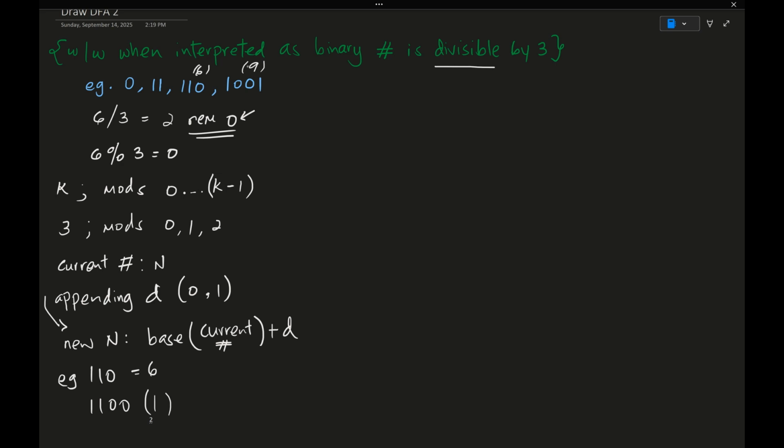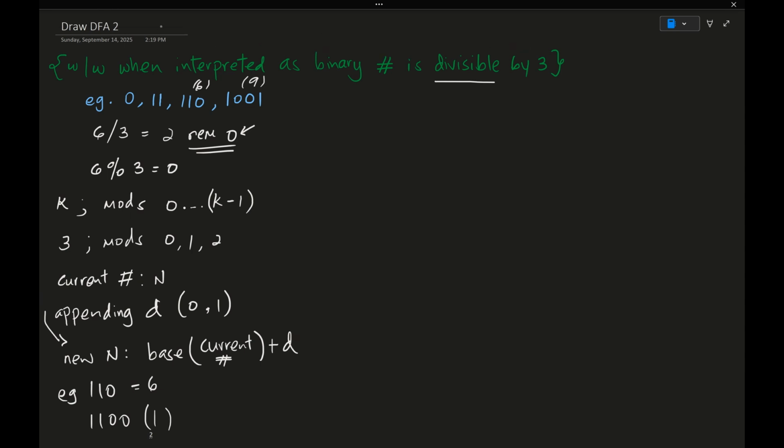So draw the DFA of a number that, when interpreted as a binary number, is divisible by 3. Examples of those numbers would be 0, 3, 6, and 9. In binary, these are the representations of them. This is a video about DFAs.